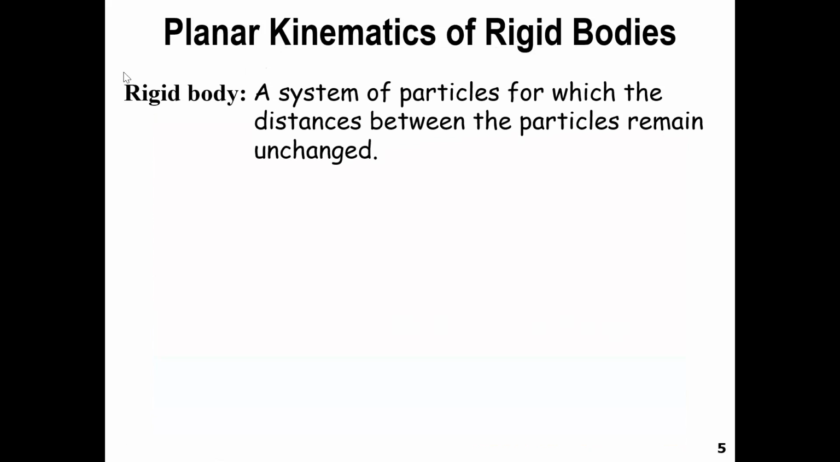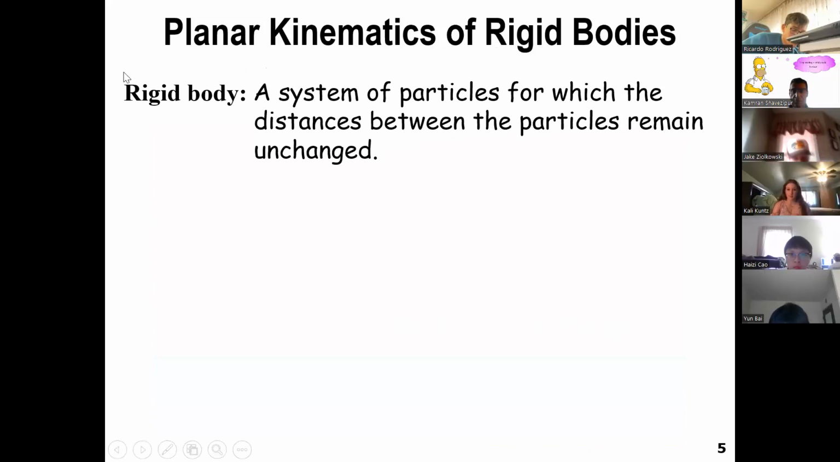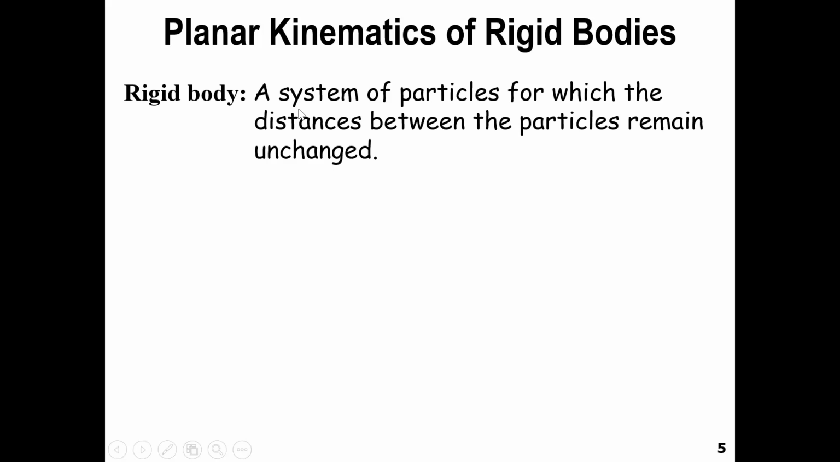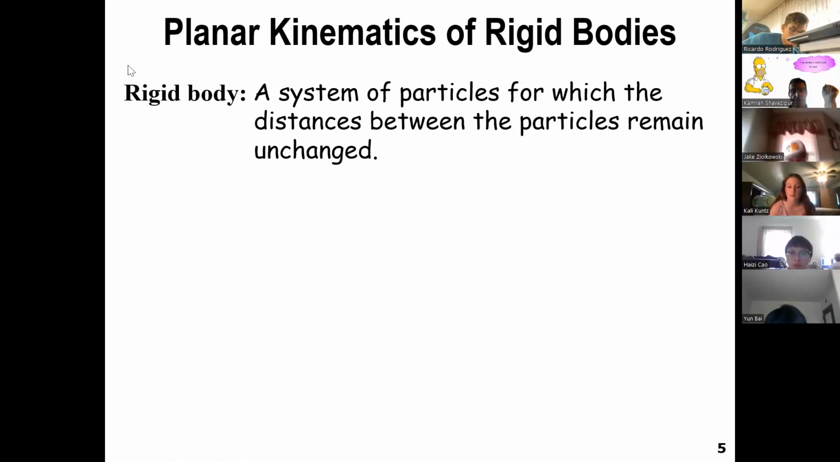So to start with this rigid body motion, I think first we need to define what a rigid body is. And here it says a system of particles where the distances between the particles remain unchanged. That's kind of a vague definition, but kind of a scientific definition. Let me ask you this, as mechanical, or some of you might be civil engineers, do we have anything that is rigid?